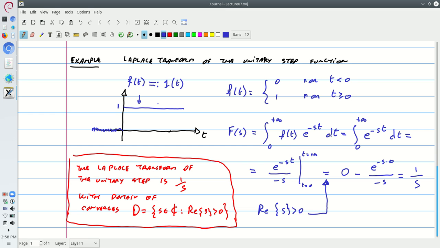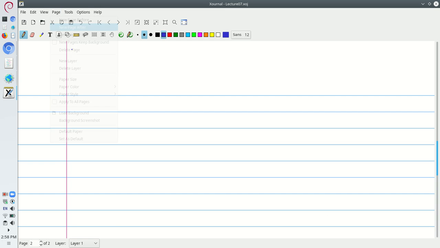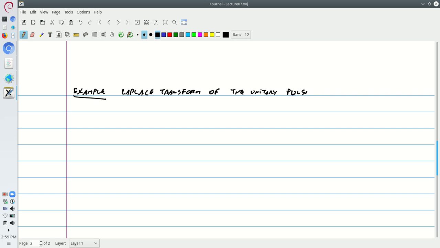Let's see if we can consider other examples. So let's consider another example. Laplace transform of the unitary pulse of length a. What is the unitary pulse of length a? Well, we define it in this way.